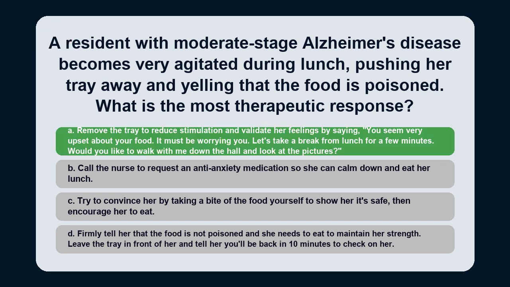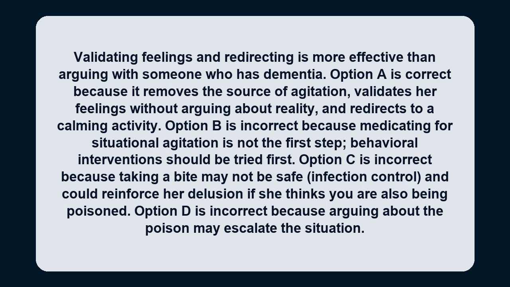The answer is A. Validating feelings and redirecting is more effective than arguing with someone who has dementia. Option A is correct because it removes the source of agitation, validates her feelings without arguing about reality, and redirects to a calming activity. Option B is incorrect because medicating for situational agitation is not the first step. Behavioral interventions should be tried first.